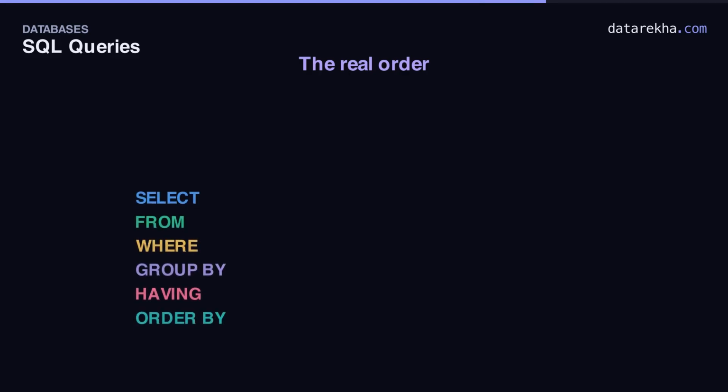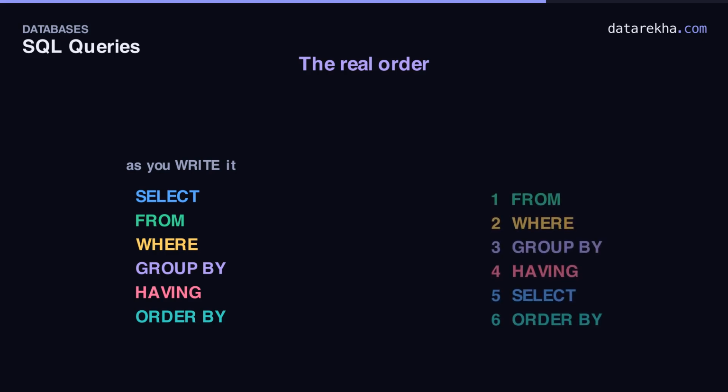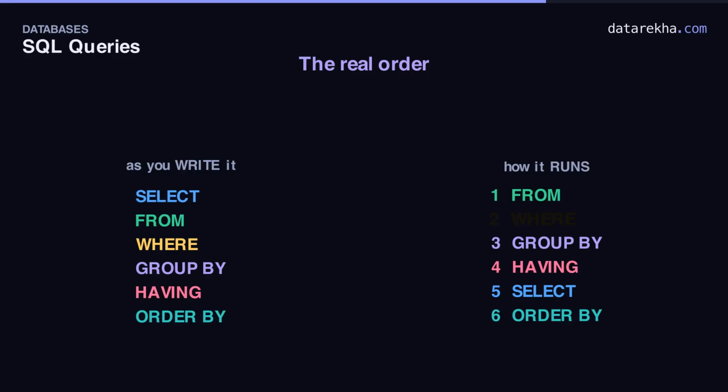This is the single most important idea in the whole lesson. The order you write a query is not the order it runs. You write select first at the top, but it runs in a completely different order. From builds the rows, where filters them, group by forms the buckets. Having filters those buckets. Only then does select choose the columns. And order by sorts, dead last.